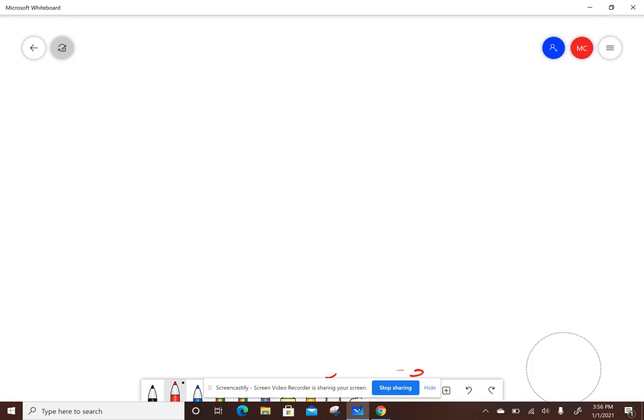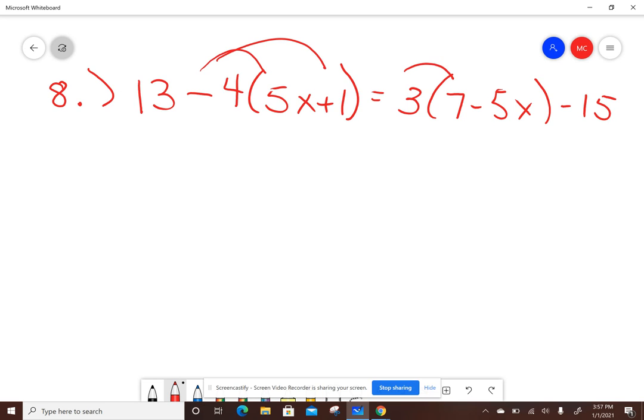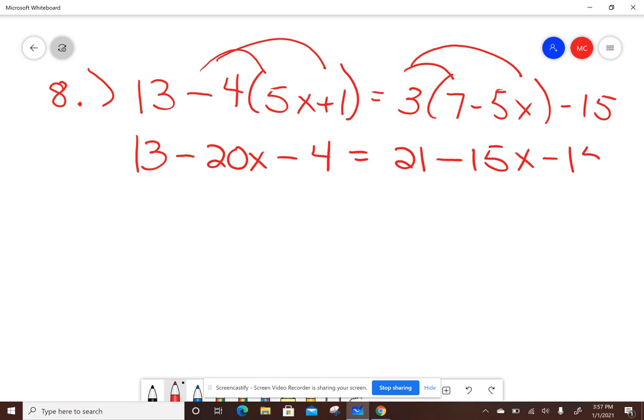So for number 8, we have 13 minus 4 times 5x plus 1 equals 3 times 7 minus 5x minus 15. Okay, so we have a lot going on here. And we're distributing lots of negatives, but we're being careful and we're not making mistakes. Okay, so once again, I separate it by commas because now I'm going to combine my like terms.